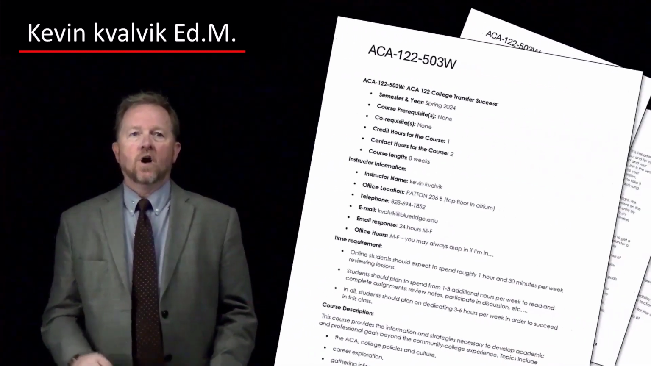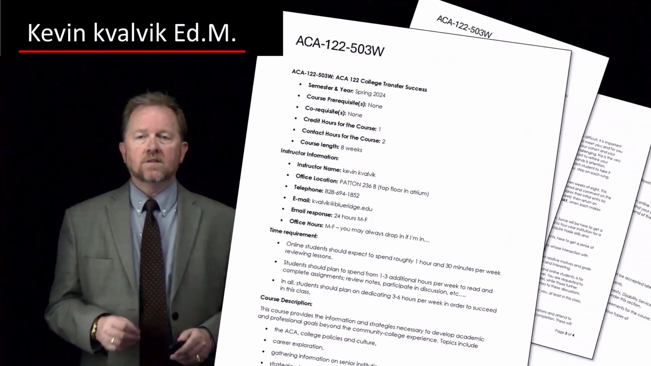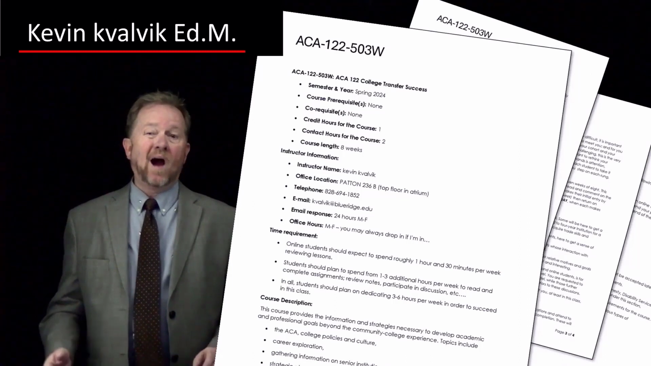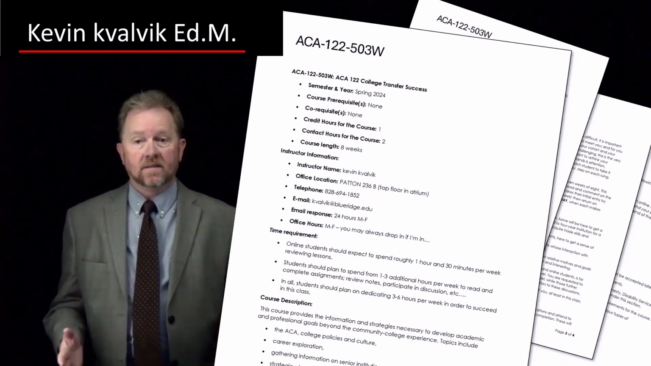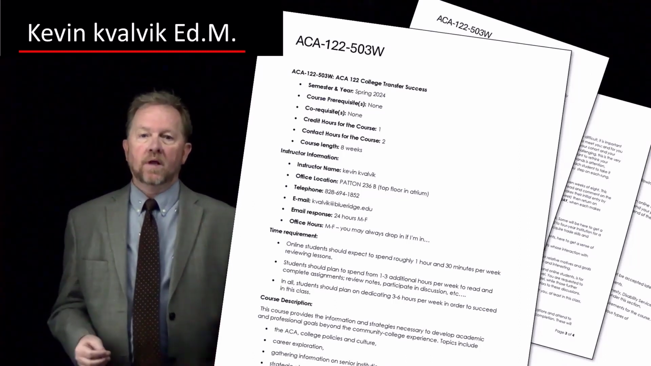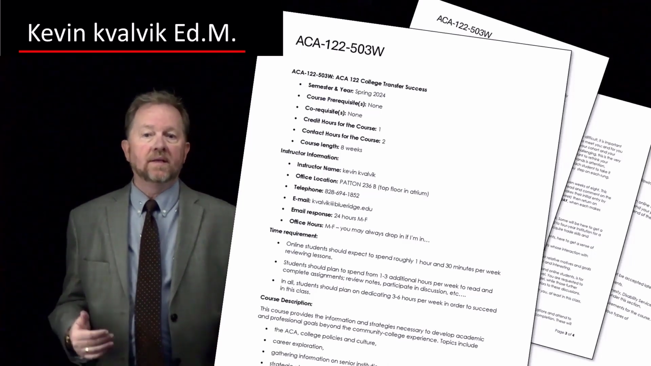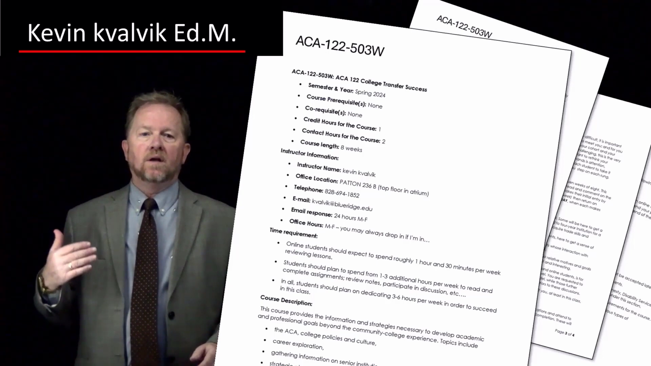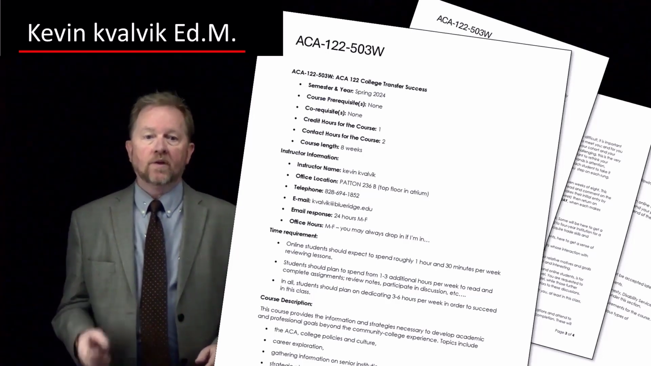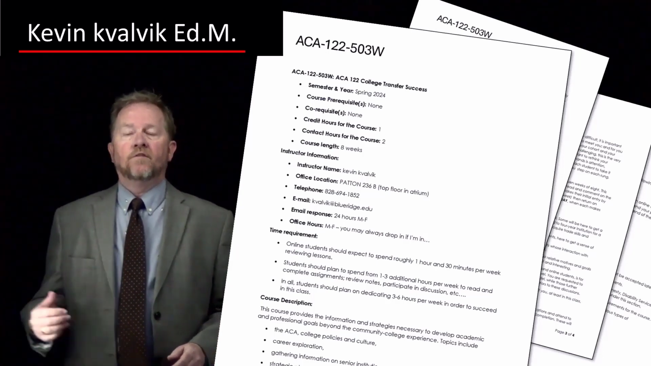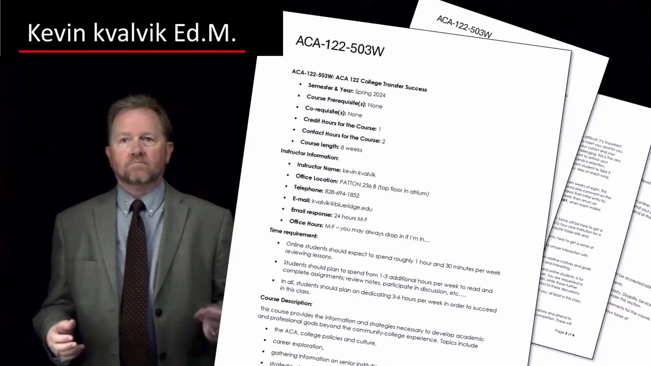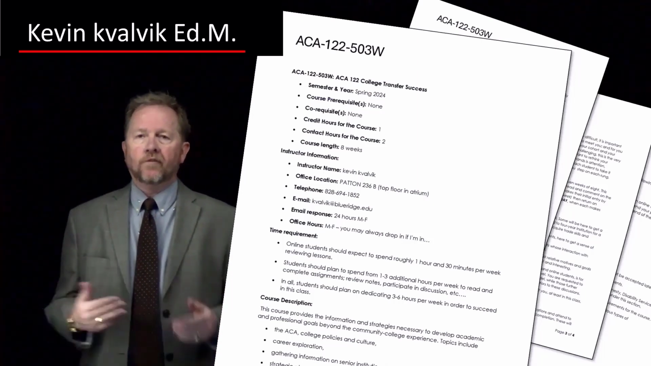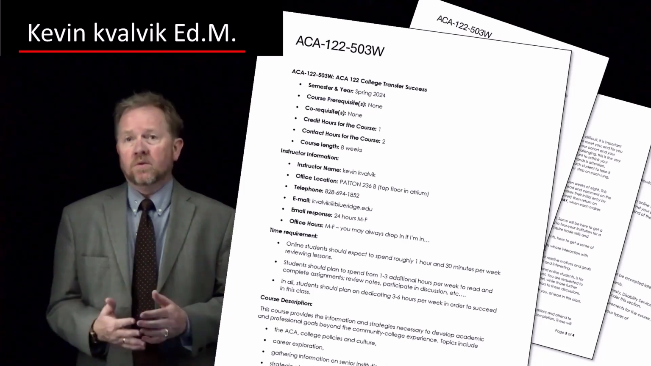Another thing I want to touch on is the syllabus here. And so let's do that. First of all, time requirements. Online students should expect to spend roughly 1 hour and 30 minutes per week reviewing lessons. Students should plan to spend 1 to 3 additional hours per week to read and complete assignments, review notes, and participate in discussions. In all, students should plan on dedicating 3 to 6 hours per week in order to succeed in this class. Now, if you're getting ahead and you're really just clipping right through it, well, that's great. But if you are struggling and it's difficult for you, well, then you're probably the person who needs it the most.